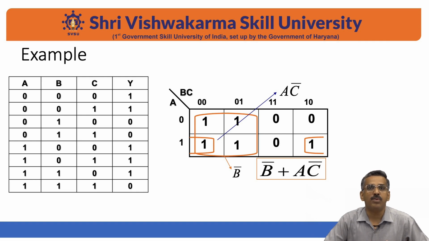Now we have to look at whether other groups are available in this Karnaugh map. We can prepare one group like this. In this example we have seen that there are two groups giving us two expressions, one as B bar, the other as A into C bar. So the optimized Boolean expression of this truth table will be equal to B bar plus A into C bar.